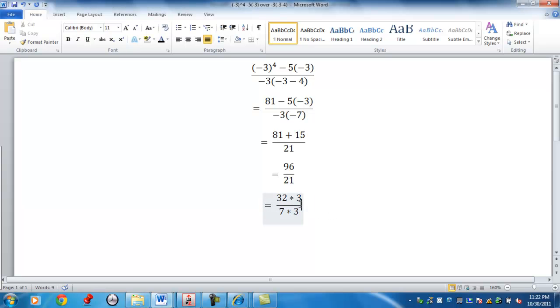And so what happens when you reduce a fraction to lowest terms, these factors of 3 will cancel out. And so you're left with an answer of 32 over 7. Okay, and that's as far as we can go with that. All the factors of 32, we don't have a 7 available, so we'll leave the answer as that.